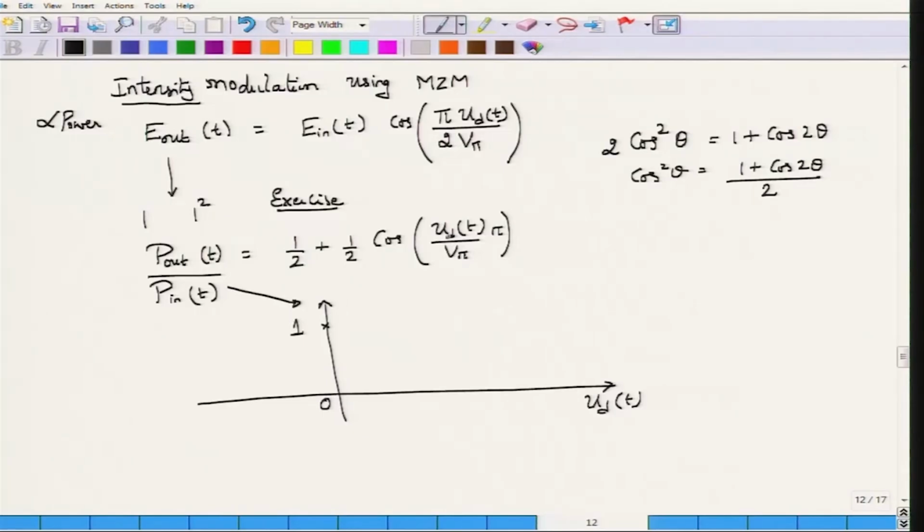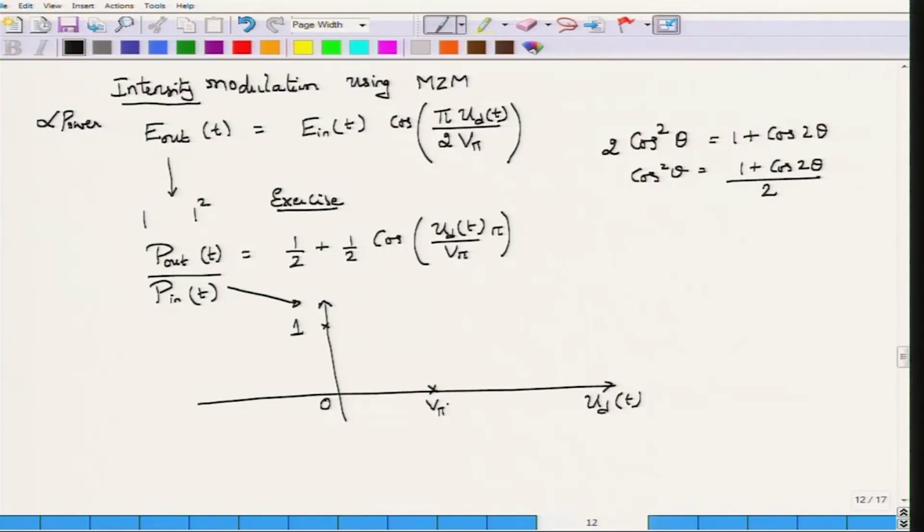Now, let us make ud of t equal to v pi. When this is equal to v pi, the v pi in the numerator cancels with the v pi in the denominator in the argument of the cosine function. So, I end up getting half plus half cos pi, but I already know that cos pi is equal to minus 1. So, I basically get a 0 as the ratio at the output. This will happen at v pi.